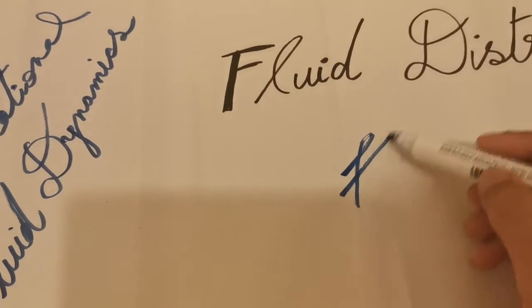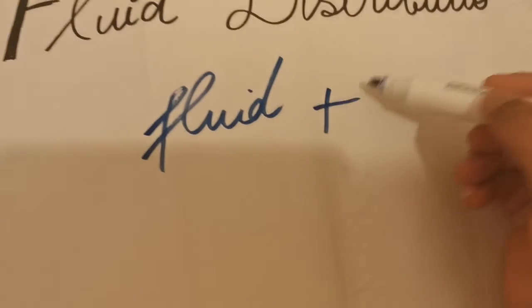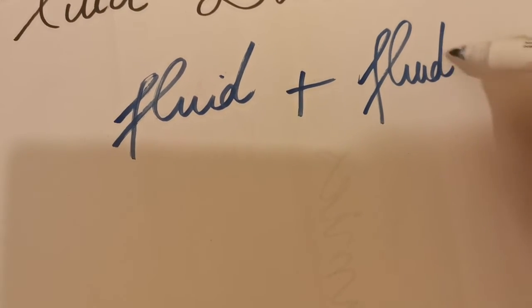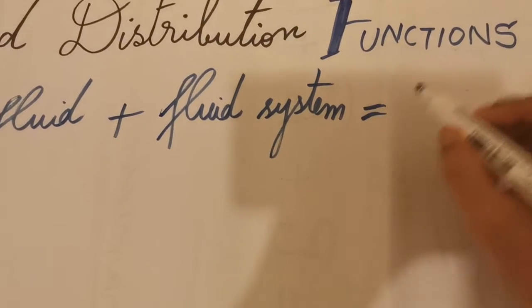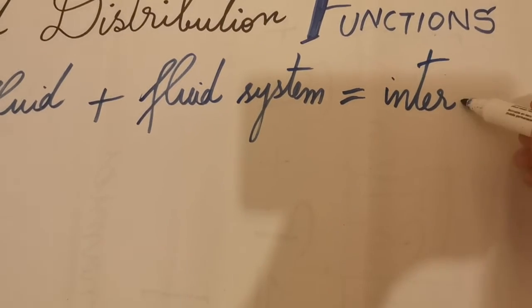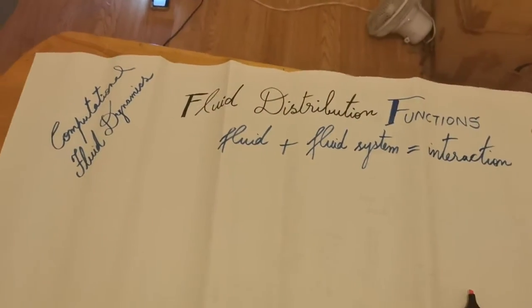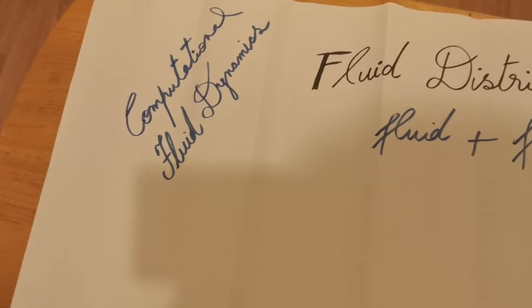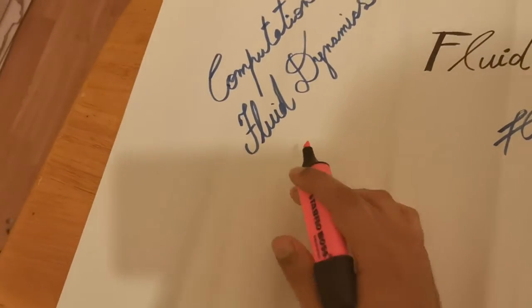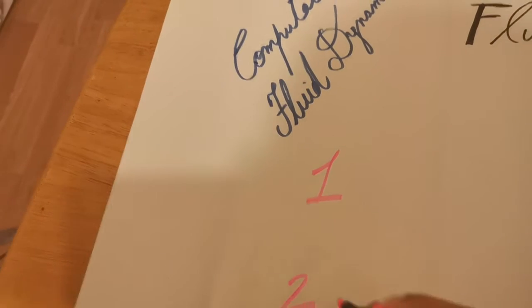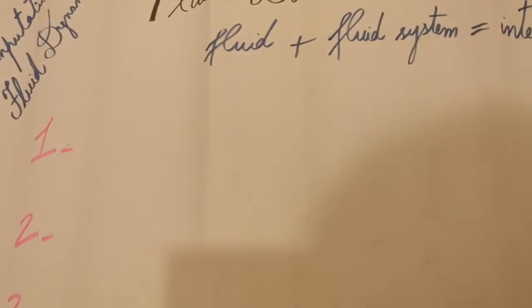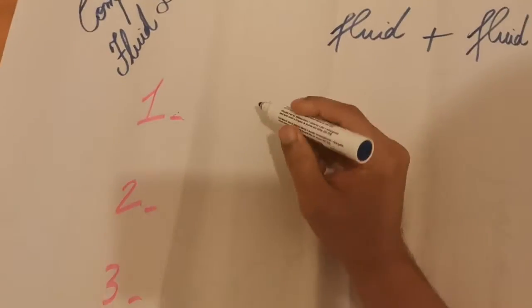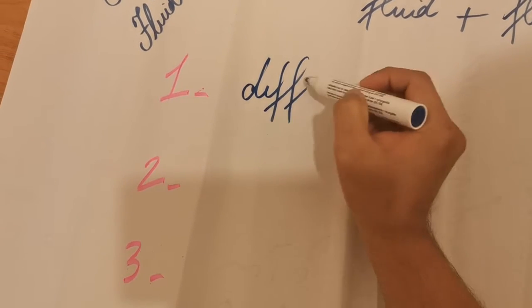So fluid plus fluid system is interaction. And the first one you need to understand is diffusion. Very simple.